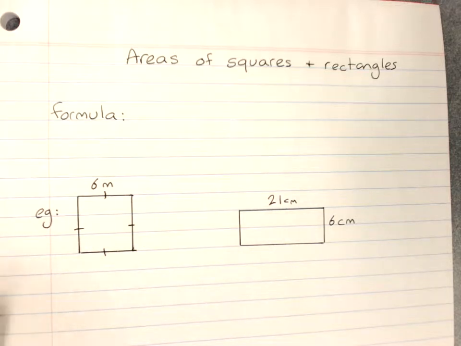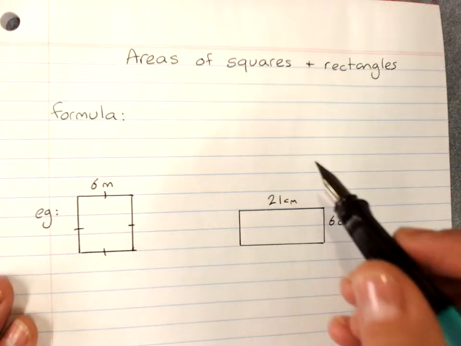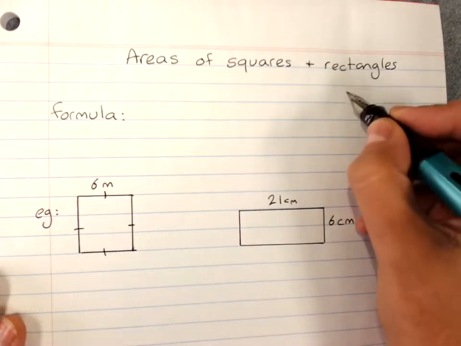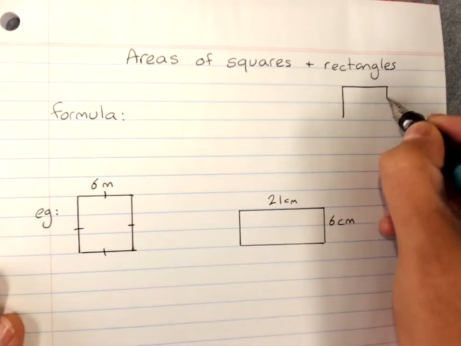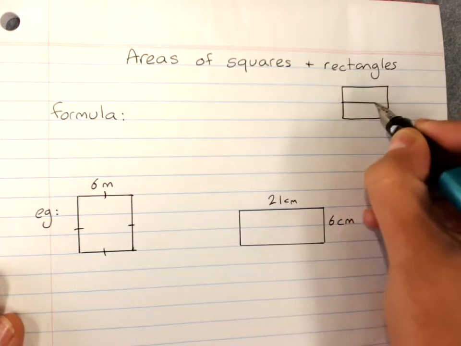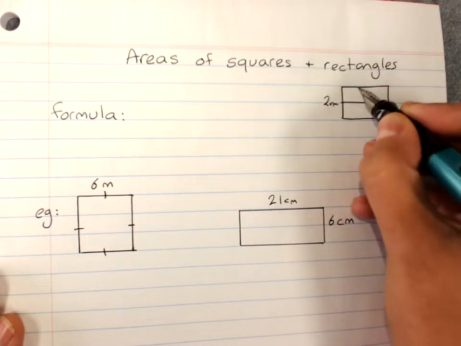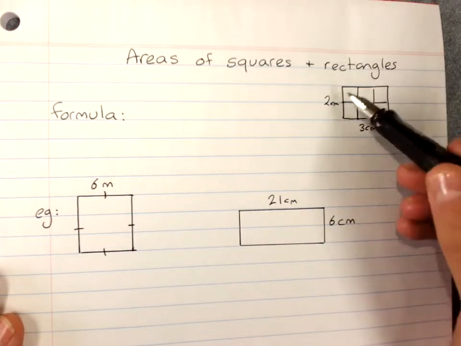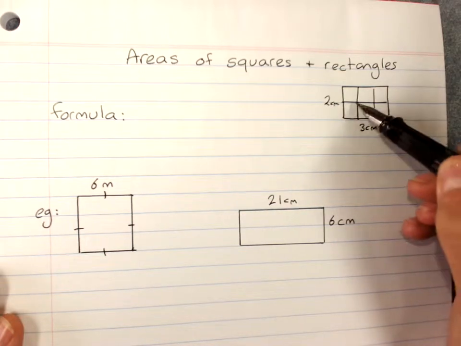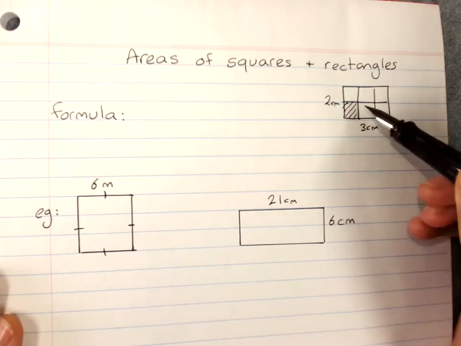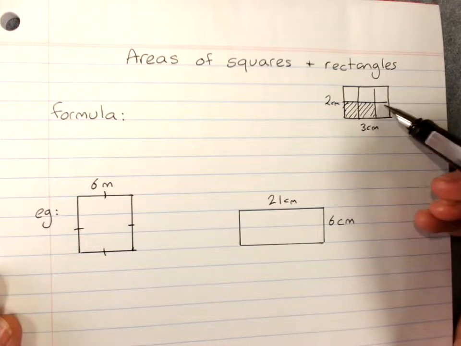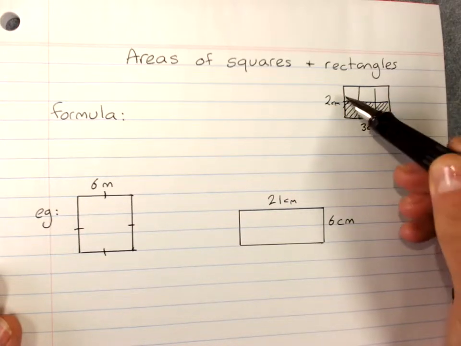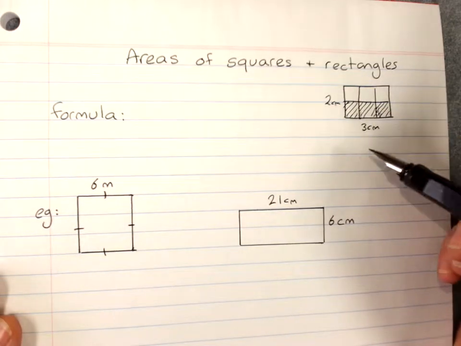of squares and rectangles. For a square or for a rectangle, if you imagine having a rectangle that was 2 centimeters by 3 centimeters, you can see that that's 2 rows of 3 centimeters squared. So here's 1 row of 3 centimeters squared, and I want 2 rows of 3 centimeters squared.